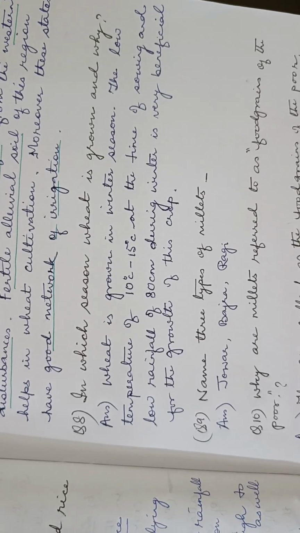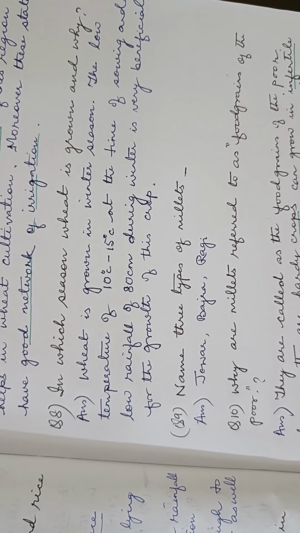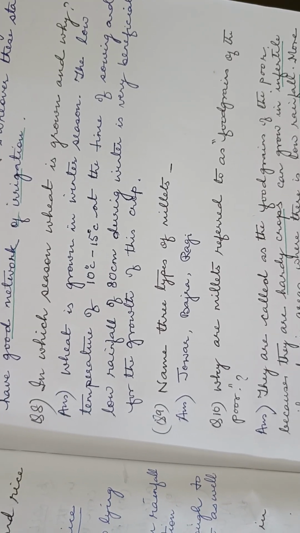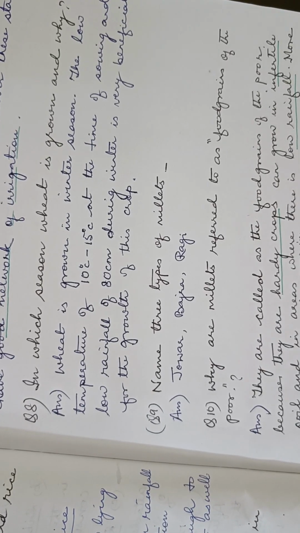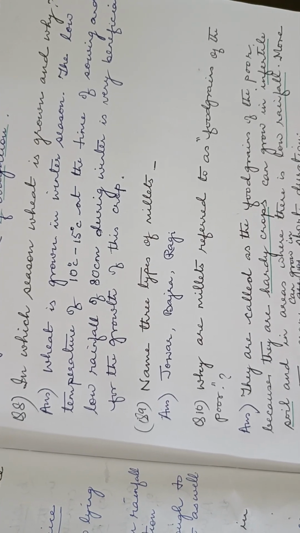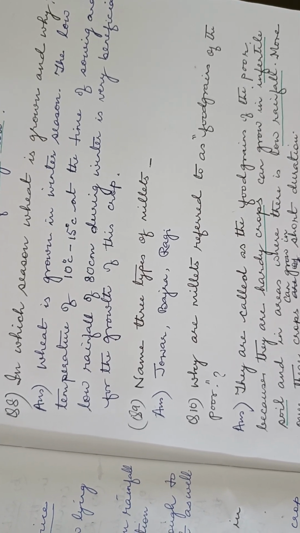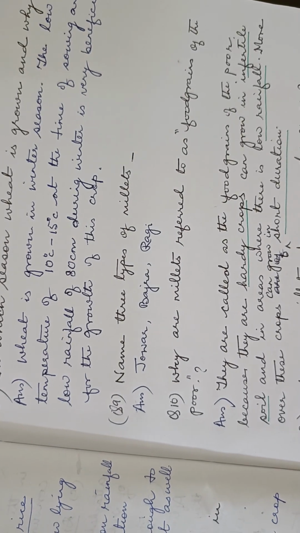Name three types of millets: jowar, bajra, ragi. Why are millets referred to as food grains of the poor? They are called as the food grains of the poor because they are hardy crops.